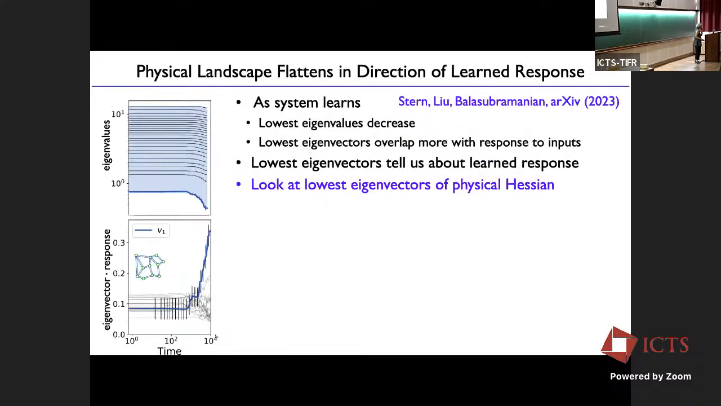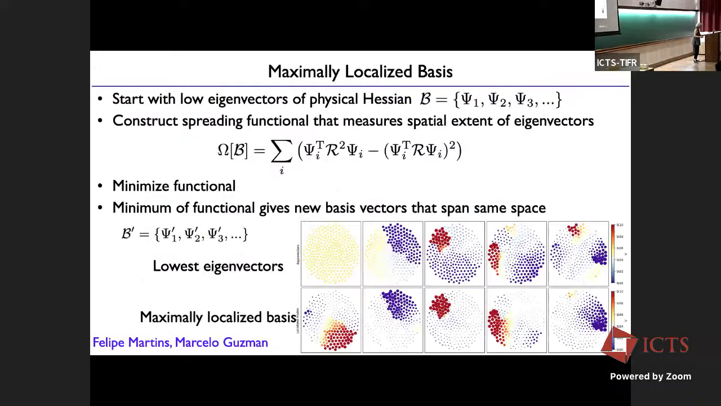It turns out that not only does the lowest mode of the physical Hessian decrease as the system learns, but its projection onto the learned response increases. So that soft mode is actually the direction of the response. That's the answer to Sanat's question. And that's great, because that can tell us what the response is.